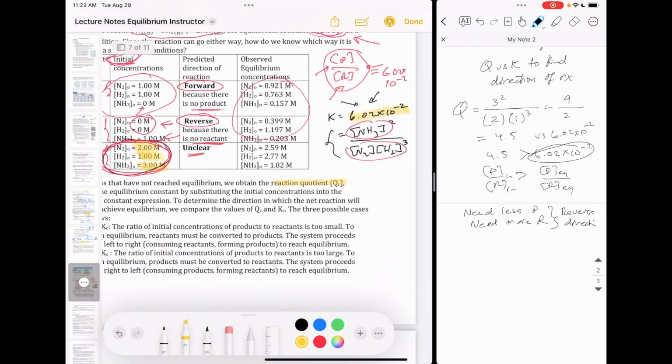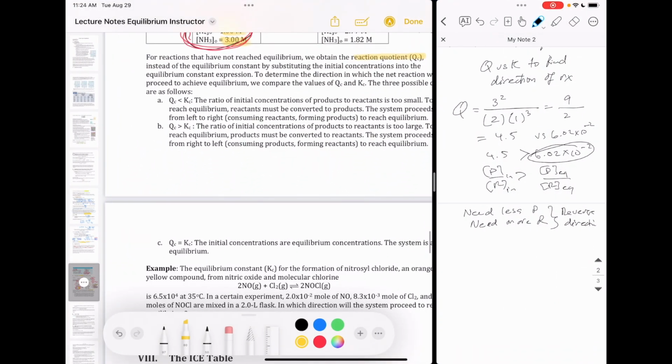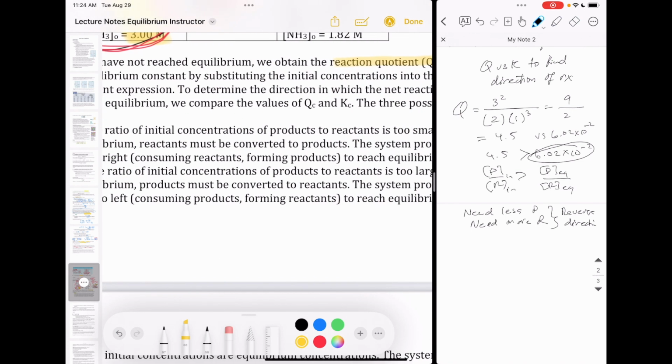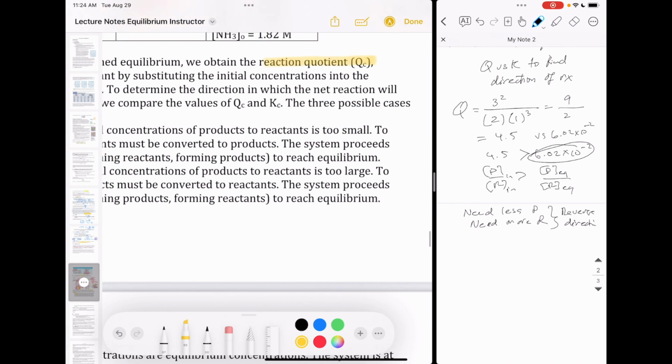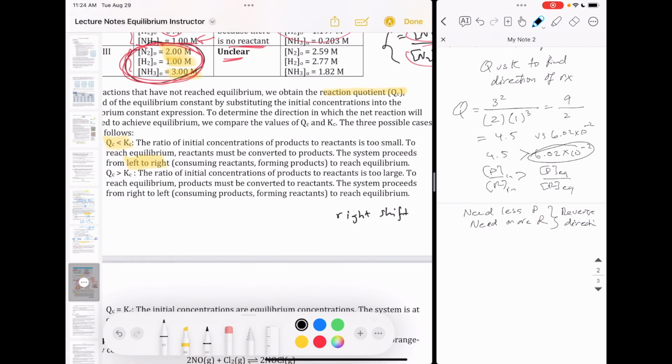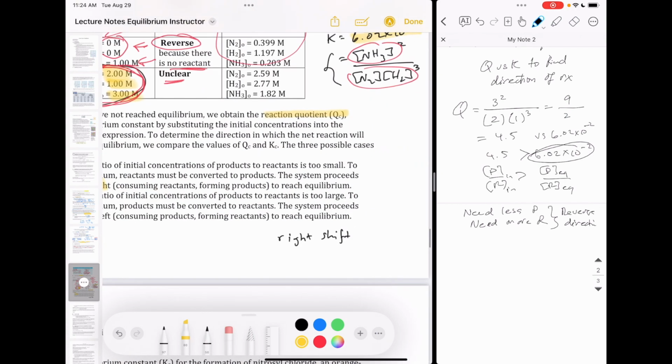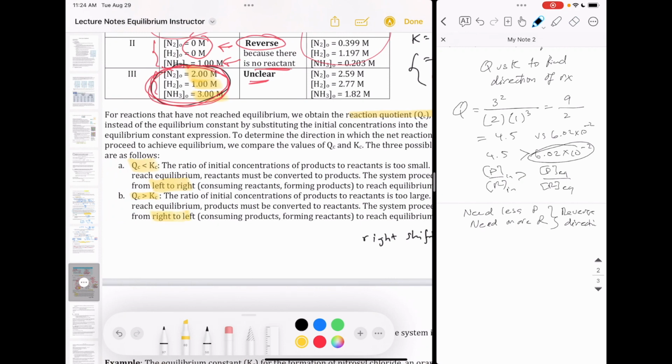So you're going to need to calculate Q, and let me just summarize the information right here. If Q is less than K, then the reaction will go from left to right. Sometimes we use the phrase shifts to the right. We use this in two different settings, and this is one of them. It's going to move to the right. We'll use it later also for Le Chatelier. If Q is greater than K, that's the situation we just encountered, the reaction will go from right to left, which is going to consume products and make reactants.